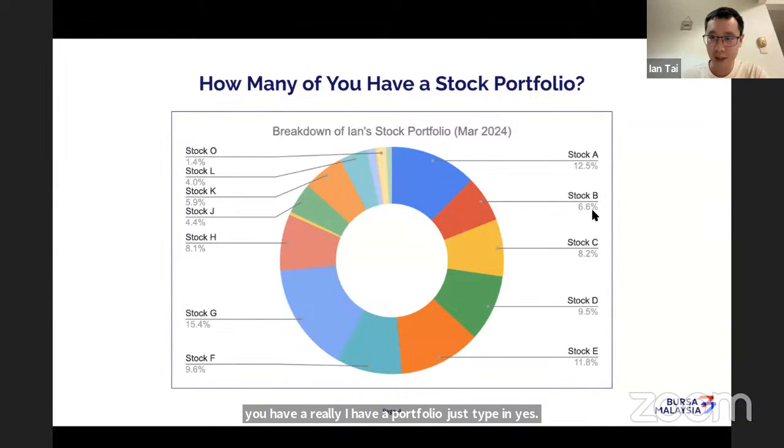All right. So Tong Ji Sen, are these all Malaysian stocks? No. So there are overseas stocks as well. Okay. But there are some which are Malaysian. Okay. Mostly Malaysian stocks.